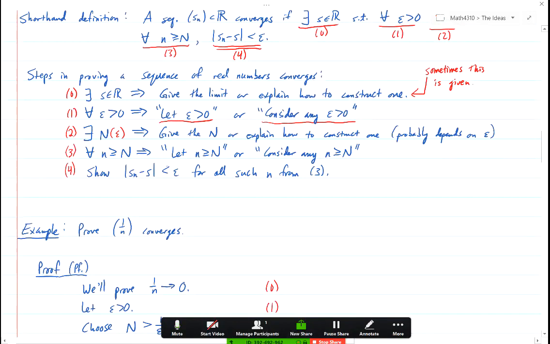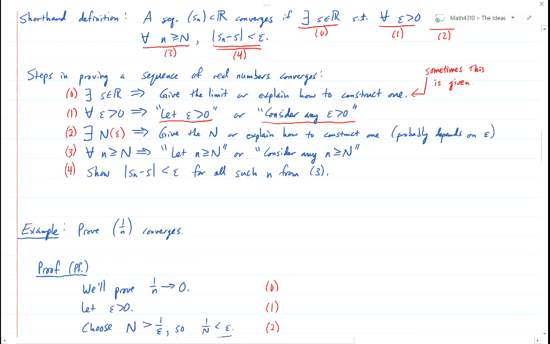All right. I have to show that. How do I show that there exists an N that might depend on epsilon? Again, I either give the N or explain how to construct one. And again, it probably depends on epsilon.